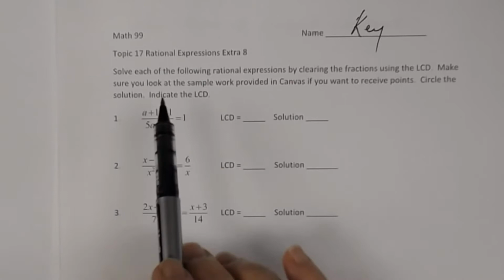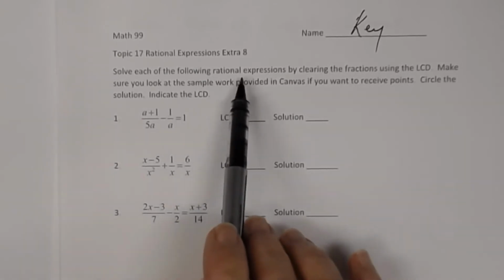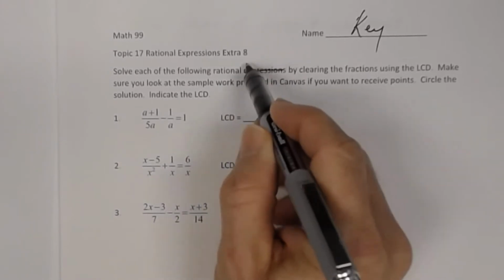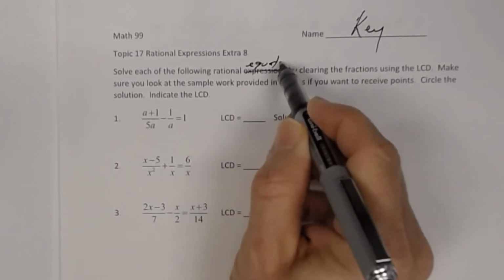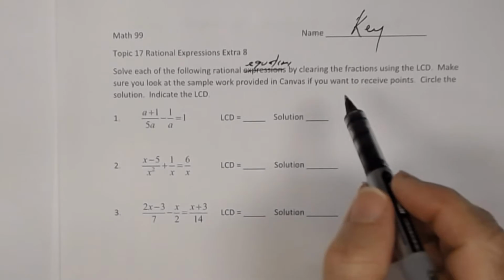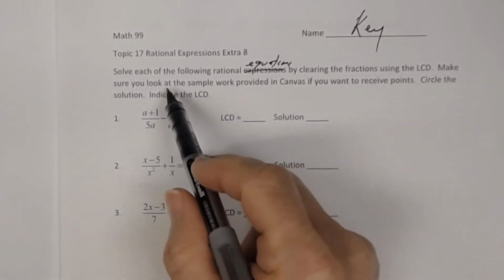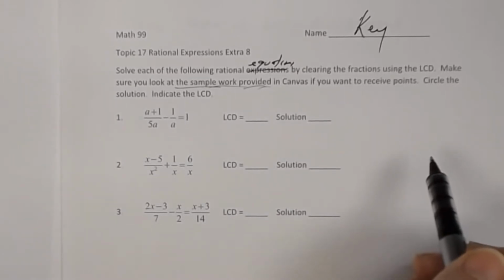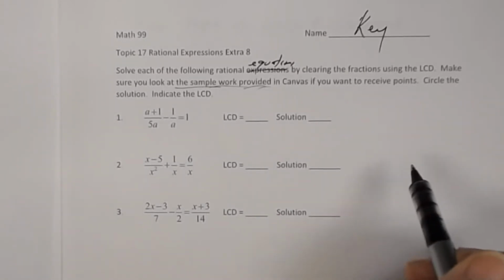It says this: solve each of the following rational equations. That should be equations, by the way, by clearing the fractions using the LCD. Make sure you look at the sample work provided in Canvas. So I'm hoping that you looked at this if you want to receive points. Circle the solution and indicate the LCD.